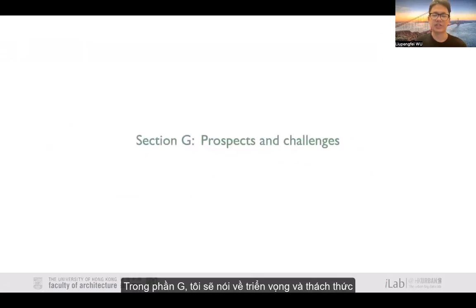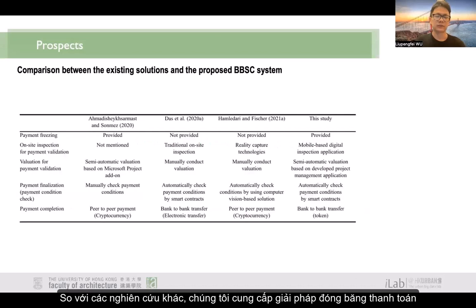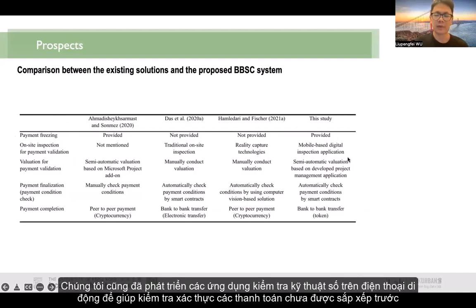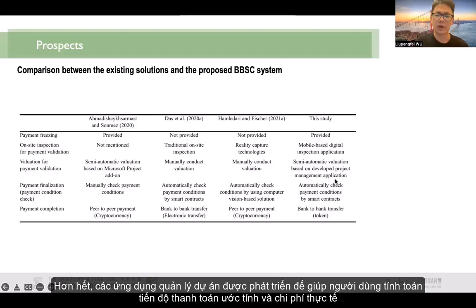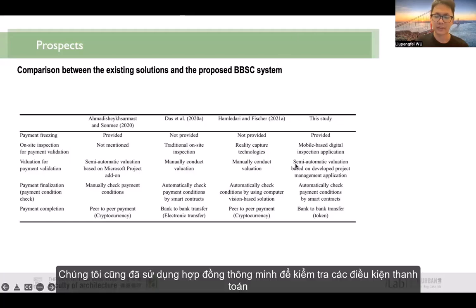So in section J, we will talk about the prospects and challenges. Compared to other studies, we provided a payment freezing solution. We also developed the mobile digital inspection application to help with the on-site inspection for payment validations. On top of that, we also developed a project management application to help users to calculate the estimated progress payment and the actual cost. We also used a smart contract to check the payment conditions.